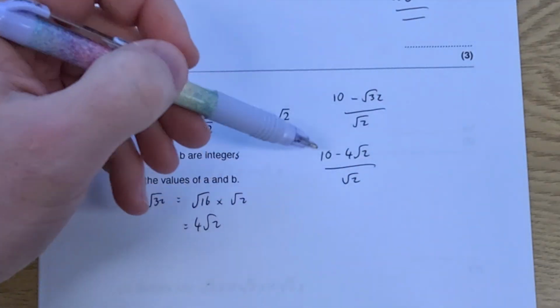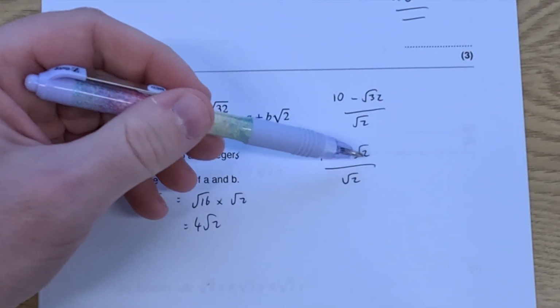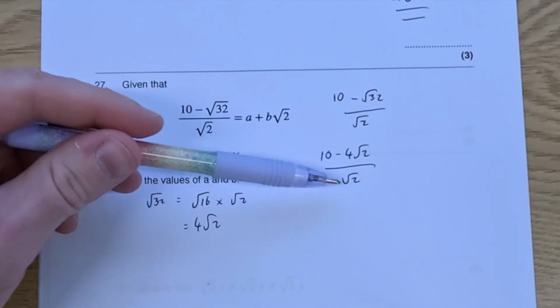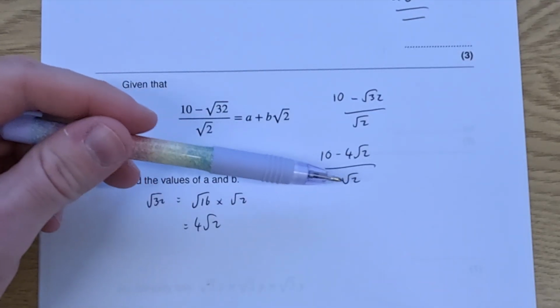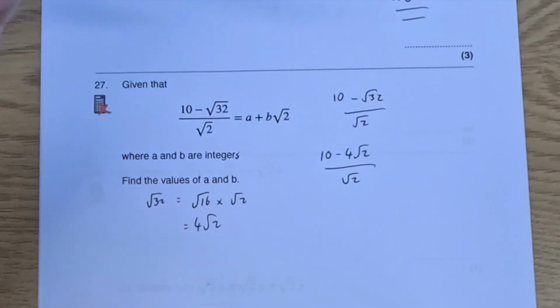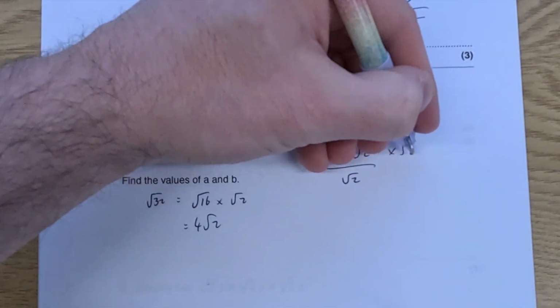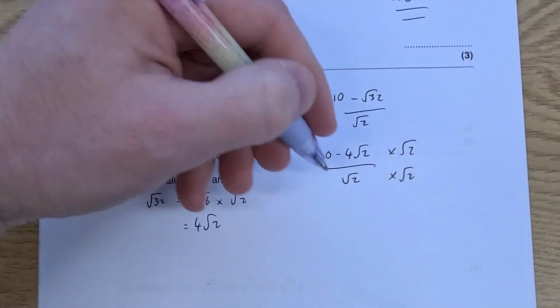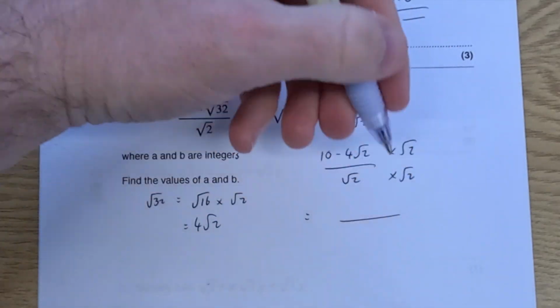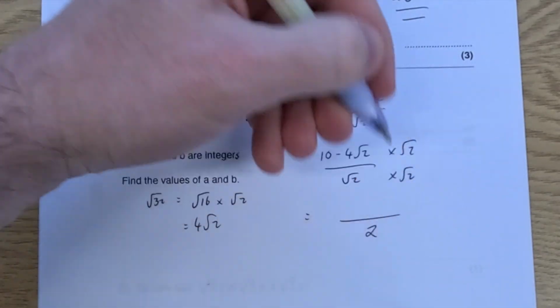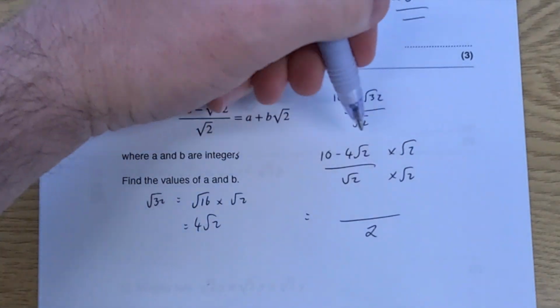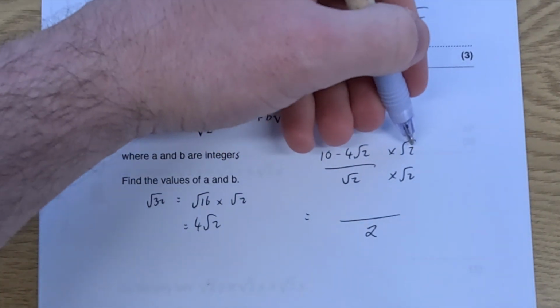Okay, now we've got 10 subtract 4 lots of root 2 over root 2. Now, here we've got a surd on the denominator, so this is irrational. So let's rationalise the denominator. Let's multiply both the numerator and the denominator by root 2. In terms of the denominator, that's quite straightforward. Root 2 times root 2 is just 2. So that's the denominator. In terms of the numerator, let's multiply both of these by root 2.